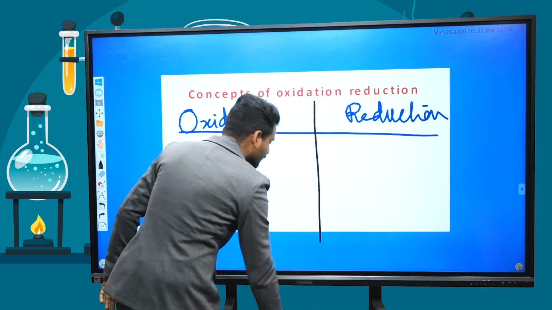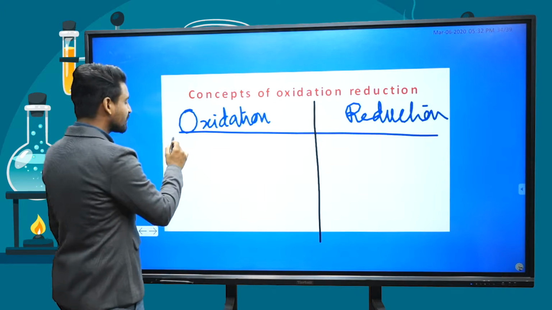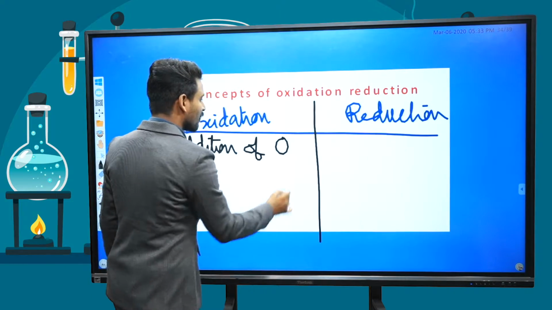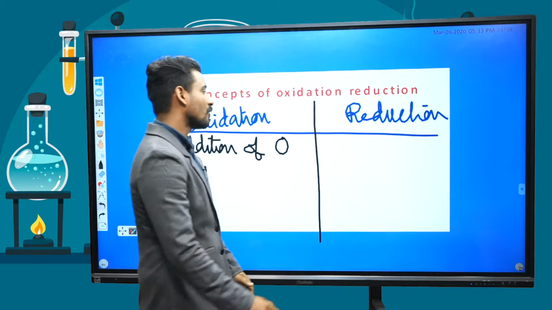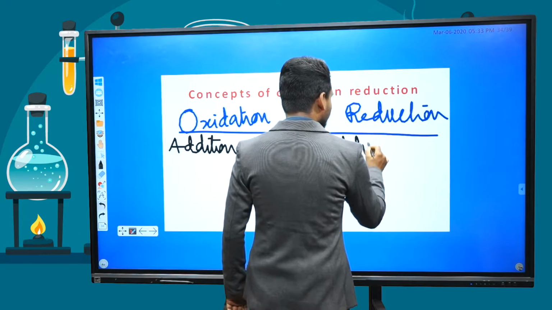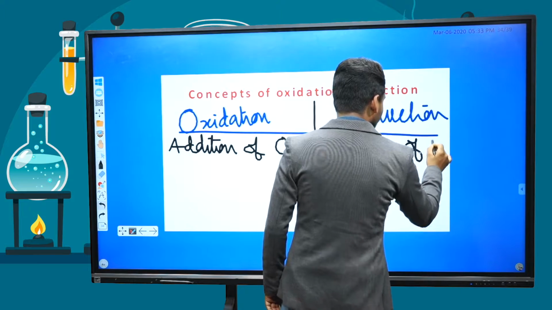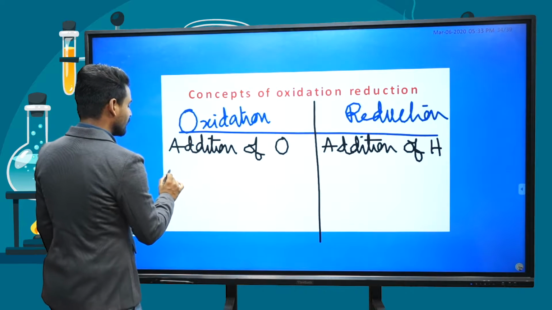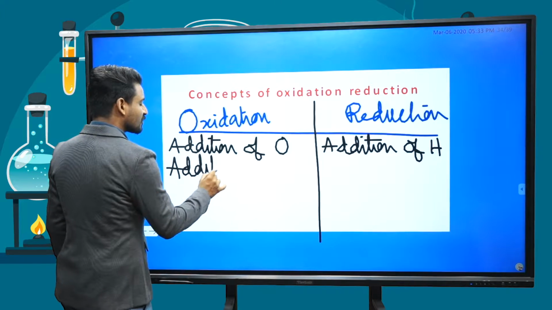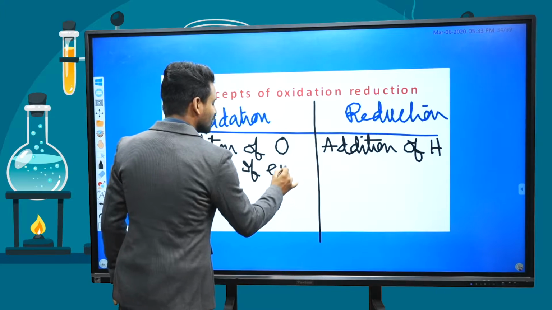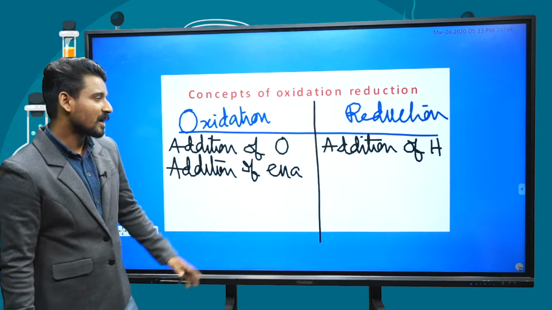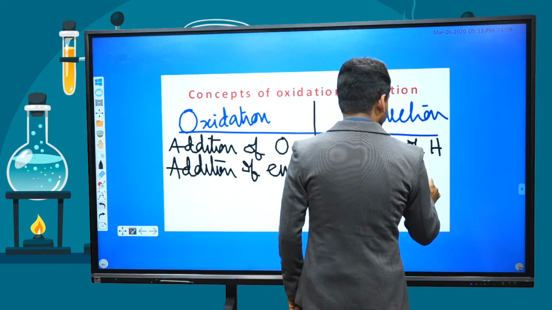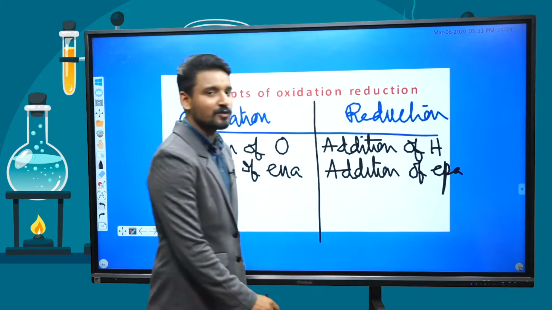Oxidation is nothing but the addition of oxygen to a species. So addition of oxygen is oxidation. What about reduction? That is nothing but the addition of hydrogen to a species. Next, oxidation is addition of an electronegative atom to a species. At the same time, reduction is addition of an electropositive atom to a species.